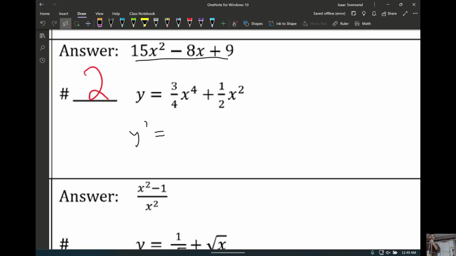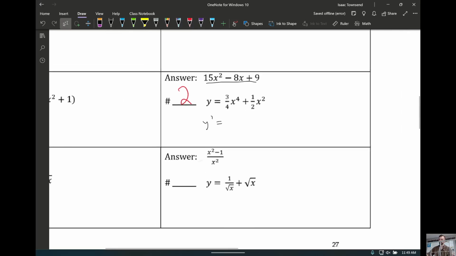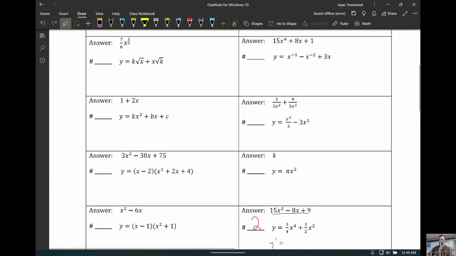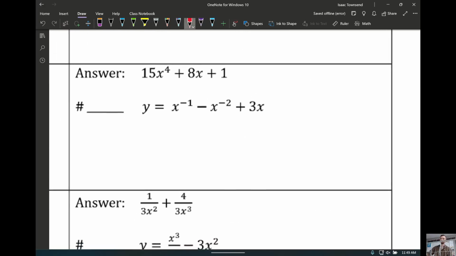Yes. Could you work number 4? Number 4? Okay. The only problem is I don't have my answer key in front of me, so you have to tell me which one you think is number 4. The one where the answer is 15x to the 4th plus 8x plus 1. This one? Yes. Okay, you think this is number 4, you said? Yes.